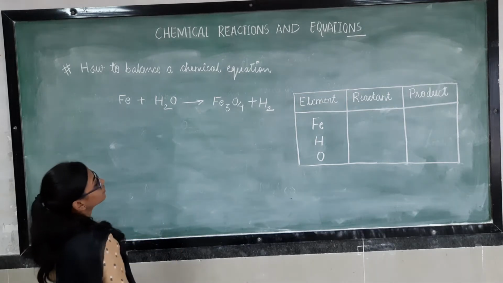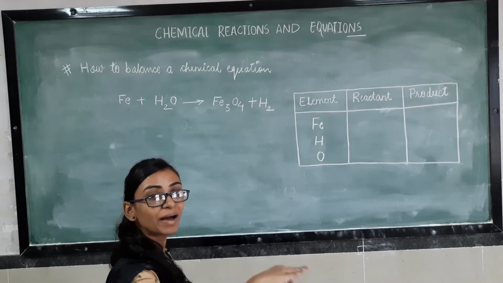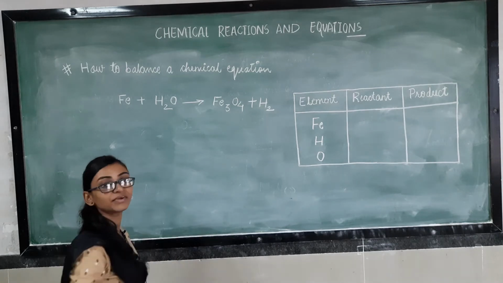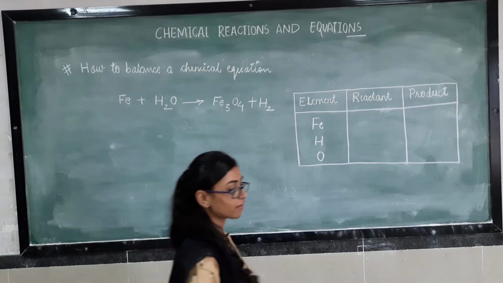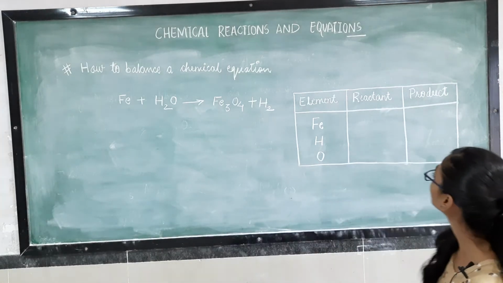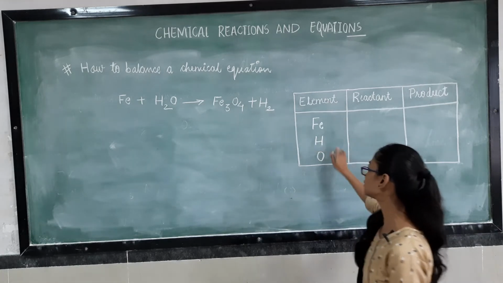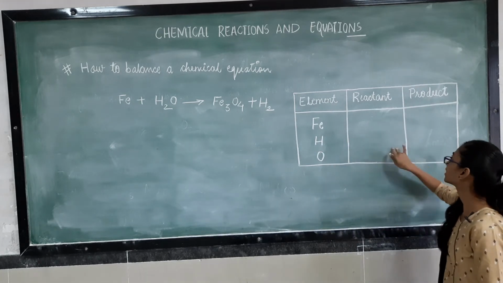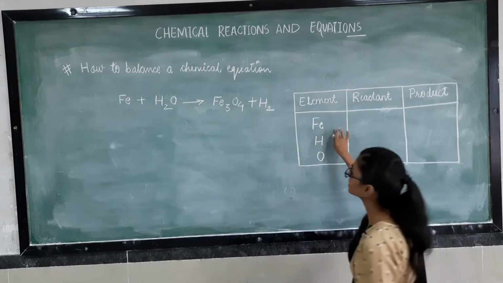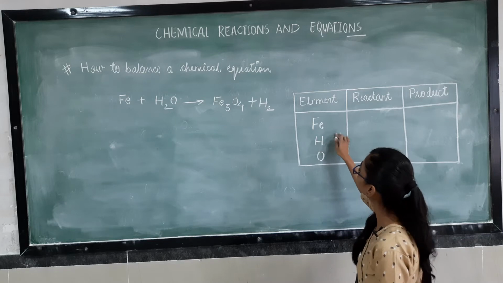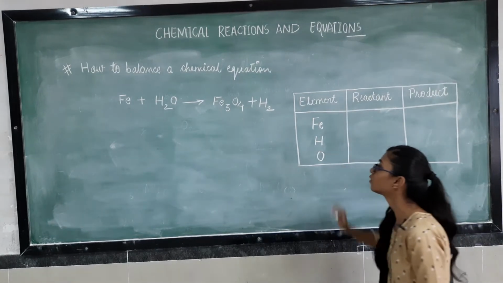So here we need to balance the equation, that is, we have to maintain a balance between the atoms present in the reactant side and in the product side. To do this, first we have to make this type of table. Here in one column we will write the elements which are present, one side reactant and then product. So here we will write all the elements which are taking part in the chemical reaction, that are Fe, hydrogen and oxygen.